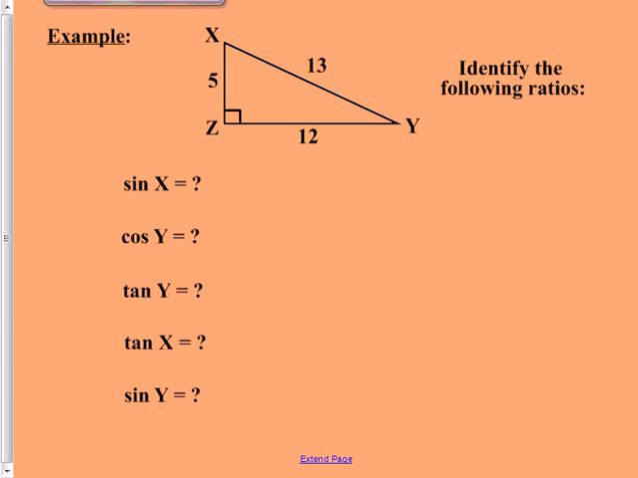Got another diagram here for you, and I have 5 ratios that you are asked to identify. Please copy down your triangle and see if you can figure out what is the ratio to go along with sine x. What is the ratio for cosine y? What about tangent y, tangent x, sine y? See if you can figure out these 5 ratios and bring them with you to class on the day that these notes are due. And we'll go over them together as well, and we'll see if you got them right.